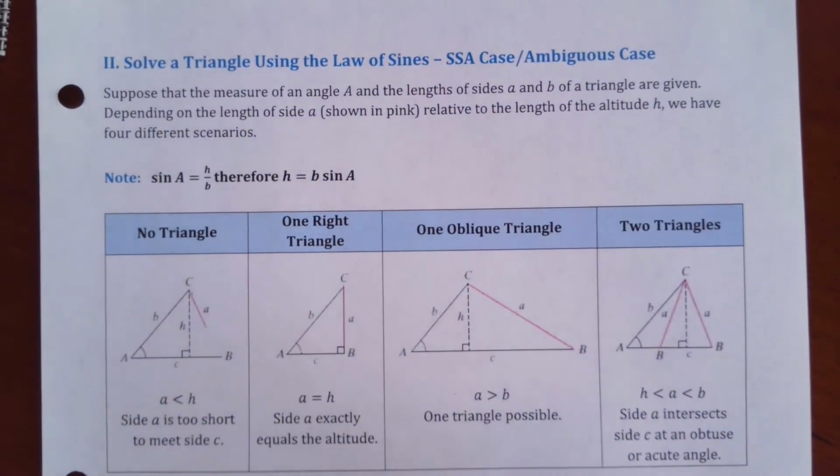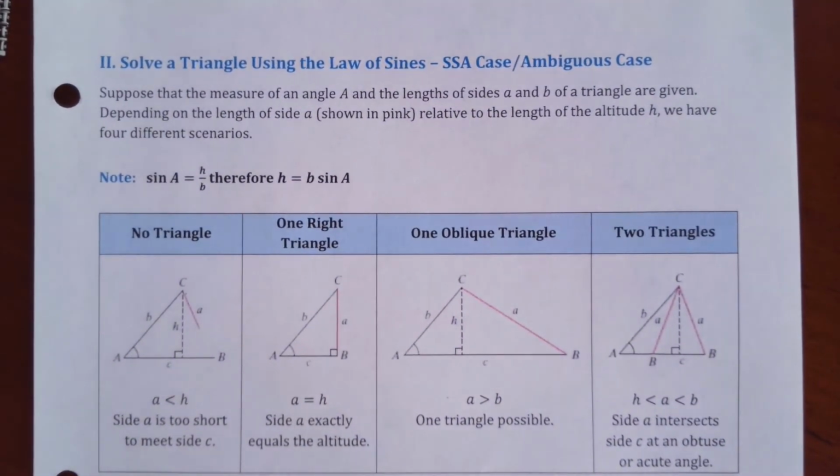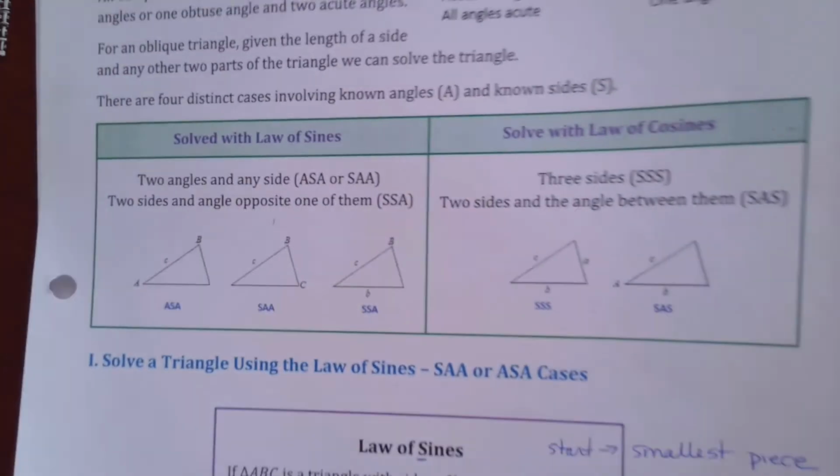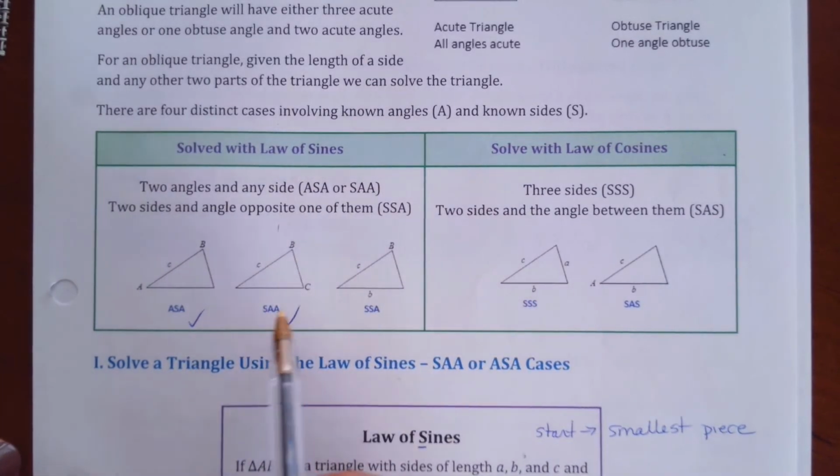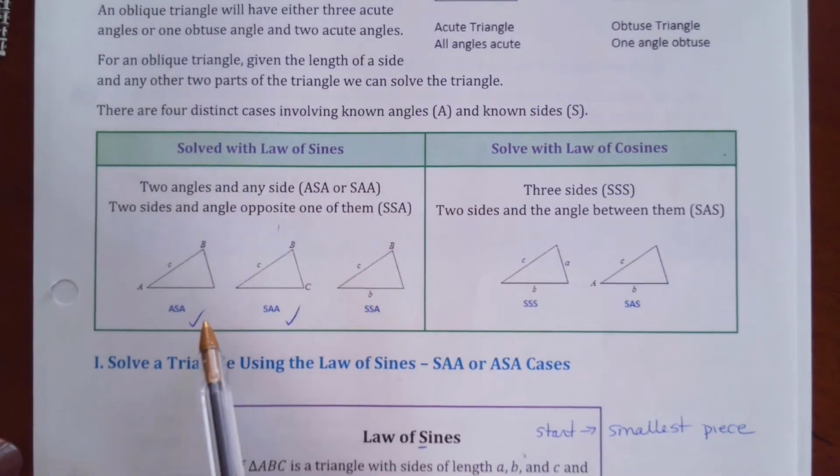So, what about side-side angle? Okay, so let's go back before we look at this. We've done these two, those are the easy ones. So think about this. When you're given two angles and a side, those are easy ones.